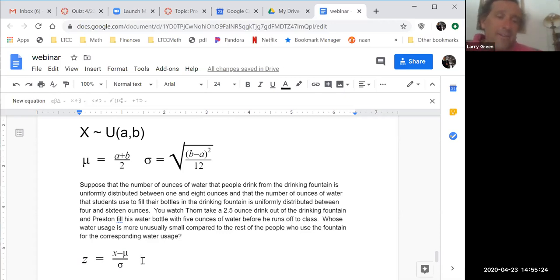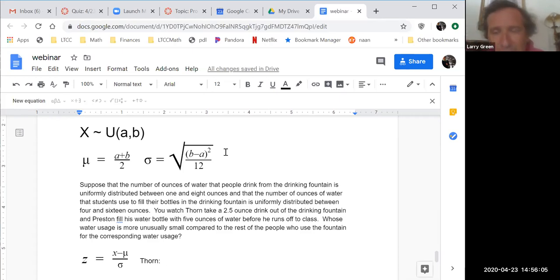All right, so we need to find mu and sigma. And we want to compare Thorn and Preston. Any questions on the idea? So what we're going to do is find mu and sigma for Thorn. We need to find mu and sigma, and x actually too, for Preston. So let's start with Thorn.